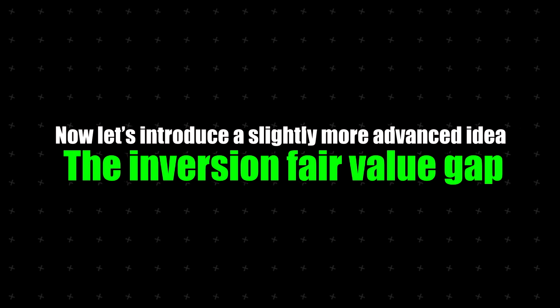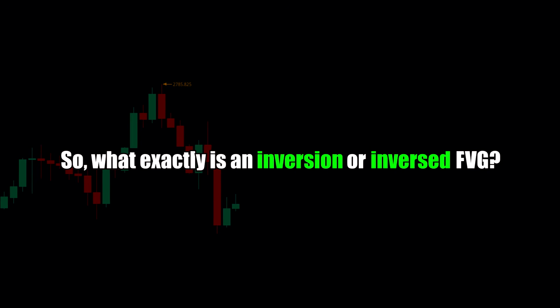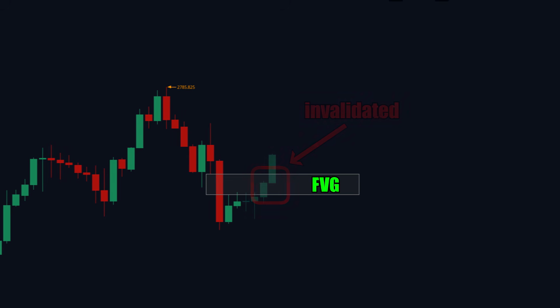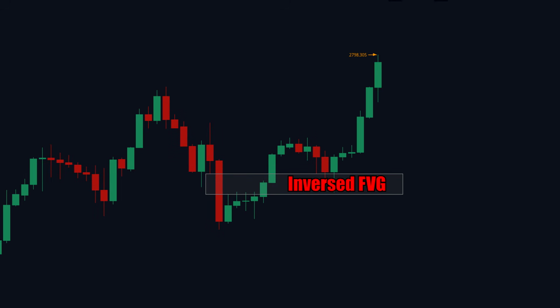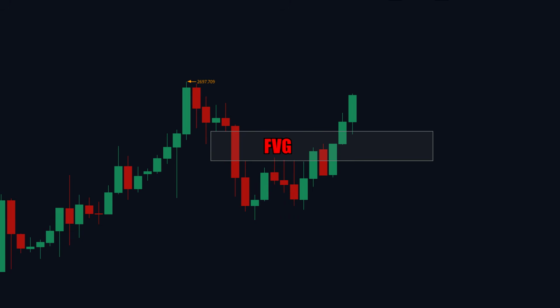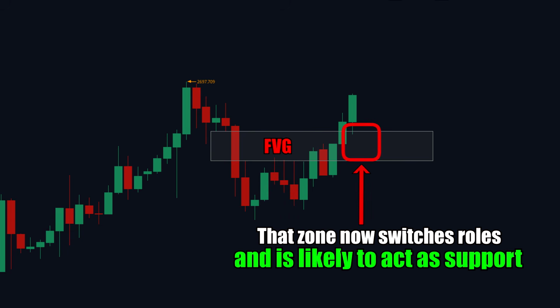Now let's introduce a slightly more advanced idea, the inversion fair value gap. So what exactly is an inversion or inversed FVG? It's a fair value gap that has been invalidated, meaning instead of price reacting to it, price breaks through it entirely. Once this happens, the gap often changes its role and turns into a support or resistance zone depending on the breakout direction. Let's say we have a bearish FVG and price doesn't respect it. It pushes right through. That zone now switches roles and is likely to act as support, turning into what we call an inversion FVG.